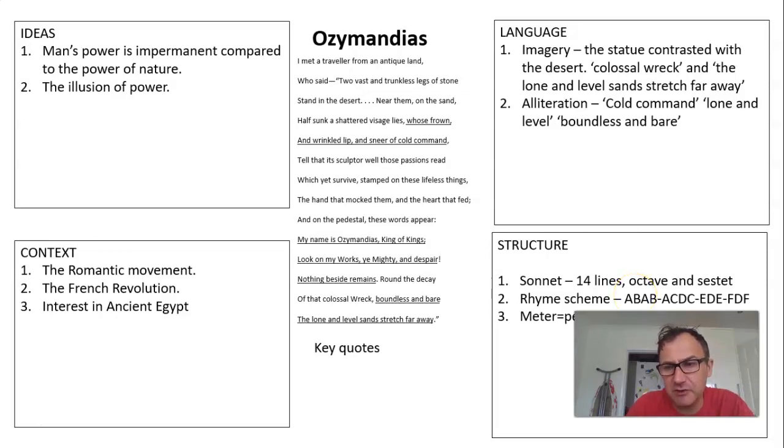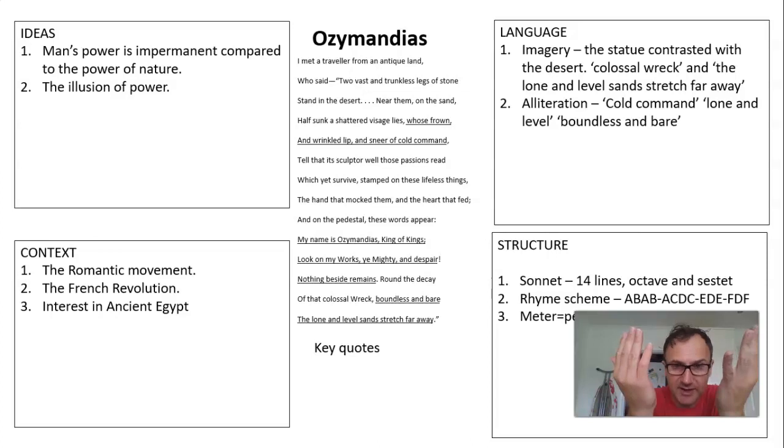And finally, if you note, the meter of the poem. So the meter is the number of syllables on each line, and which syllables are stressed or emphasized when they are read out. So if we have a look at the first line here, count with me all together. I met a traveller from an antique land. 10 syllables. Here we go again. Who said to vast and trunkless legs of stone.